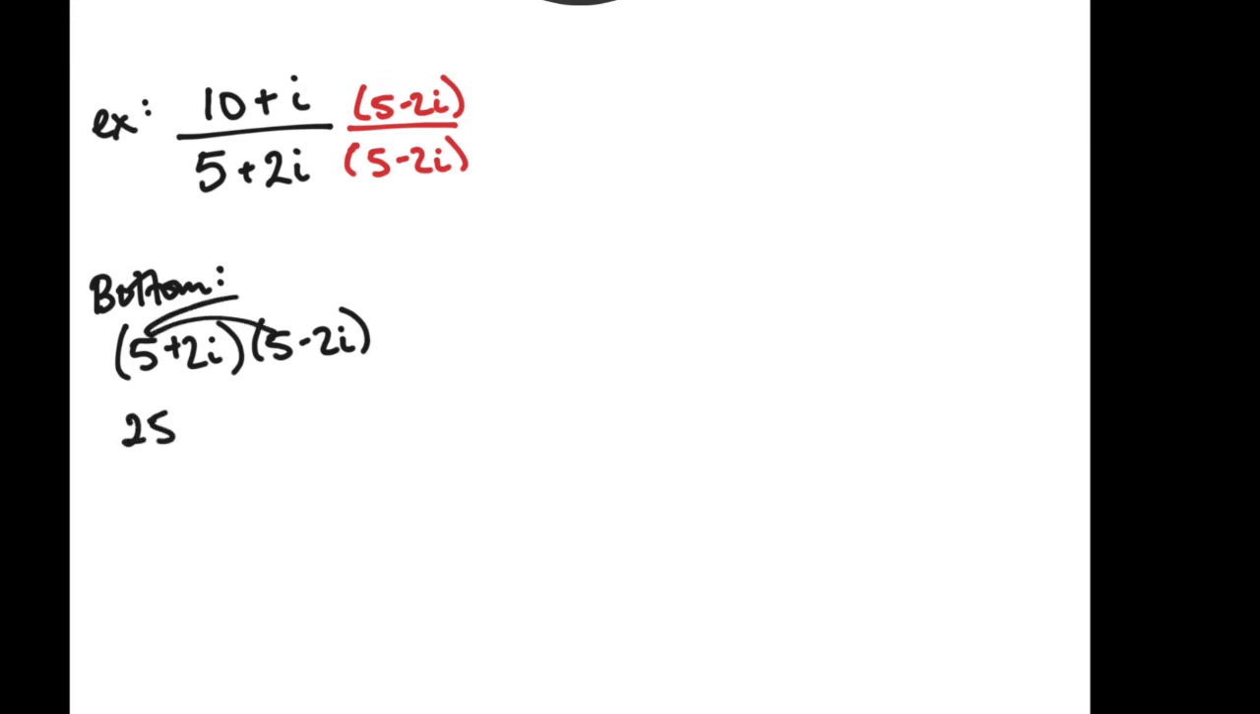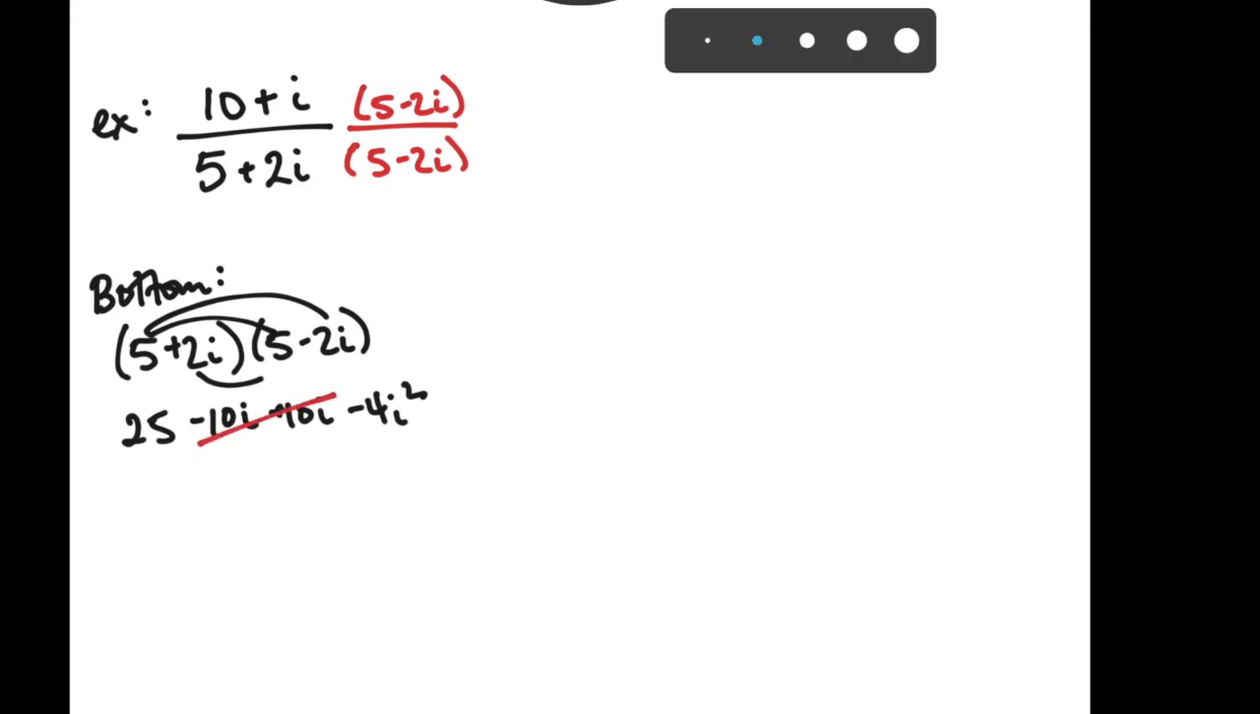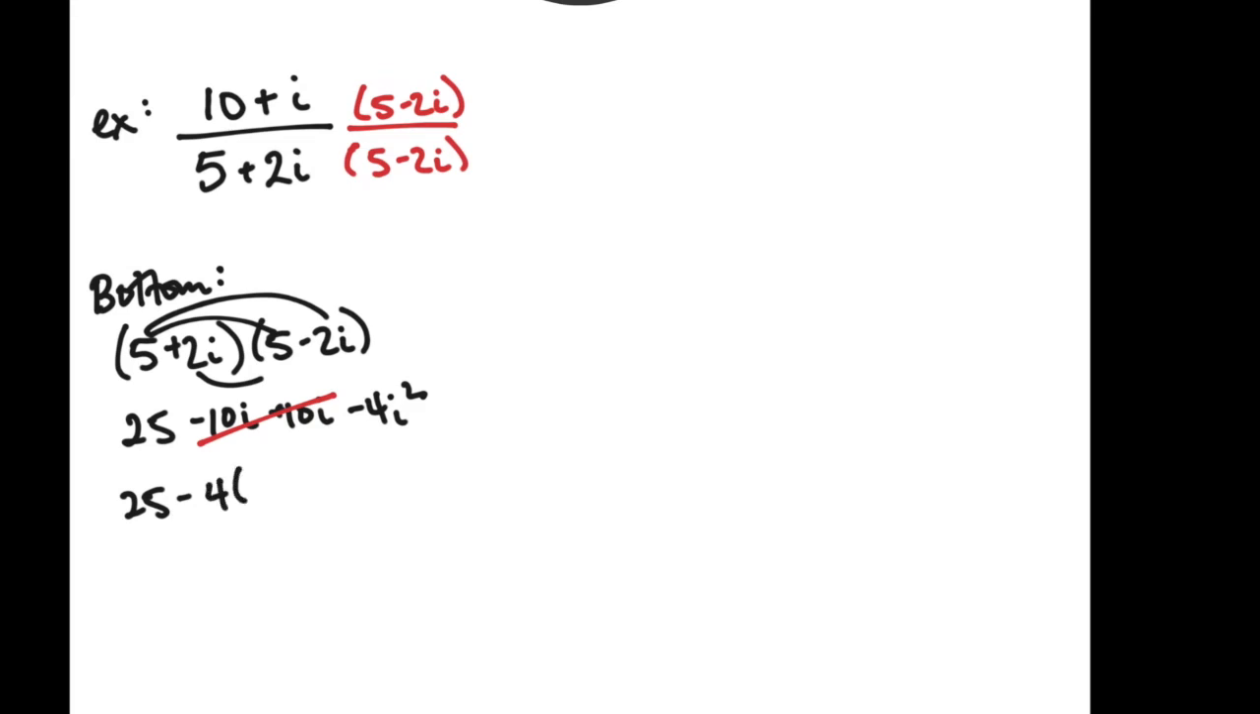And that'll be 25 minus 10i plus 10i minus 4i squared. Notice that these cancel out. So 25 minus 4, and remember, i squared is negative 1. 25 plus 4 is 29. So the bottom is 29.